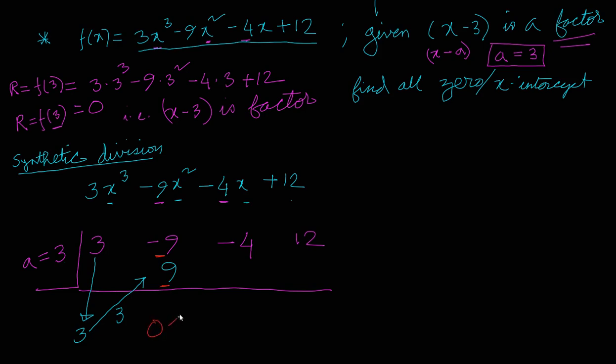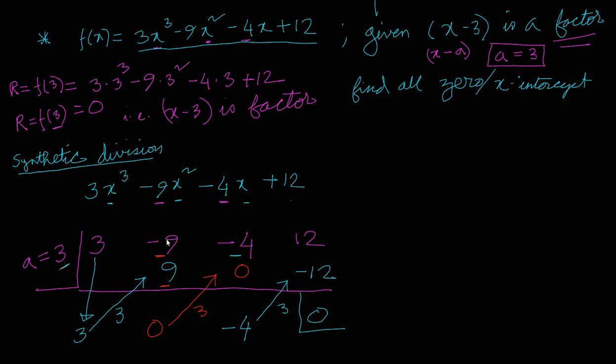Then I multiply 0 by my a, which is 3, so 0 multiplied by 3 is of course 0. Then negative 4 plus 0 is negative 4. I multiply negative 4 by that a, which is 3, giving negative 12. Negative 12 plus 12 becomes 0. So my remainder is 0, which of course we know.